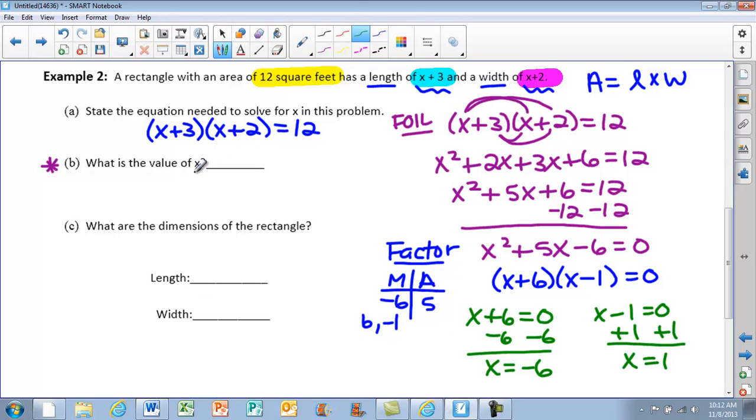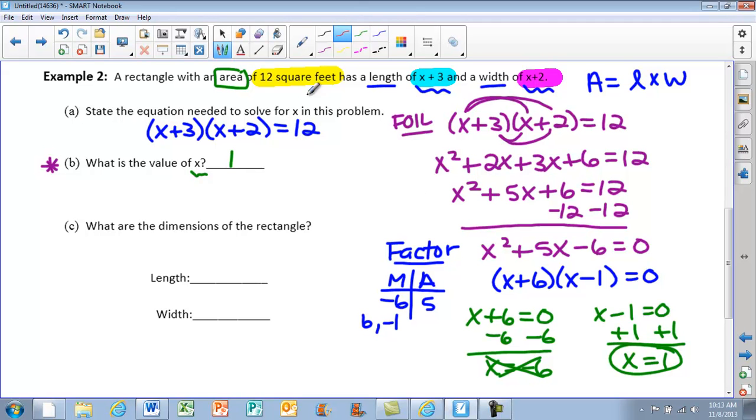So when it says, what is the value of x? Well, what you need to ask yourself is, hey, we have 2 here, so how am I going to decide? Well, we are talking about area. So we know we have to use the positive value because we can't have a negative area. So we can cross off the negative 6. The one we're concerned with is x is going to be equal to 1.